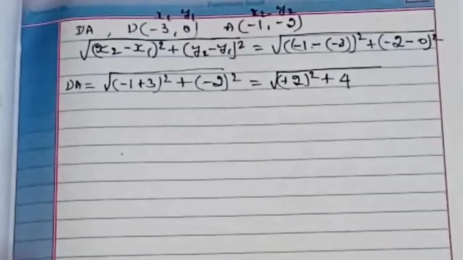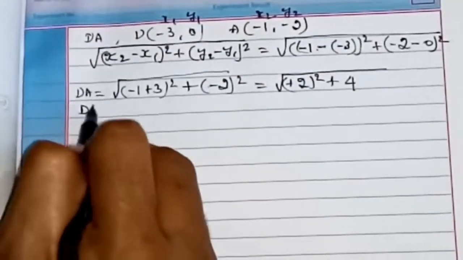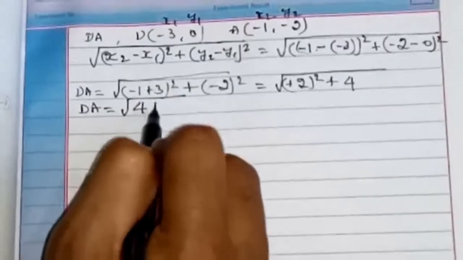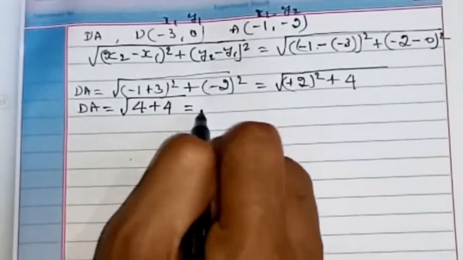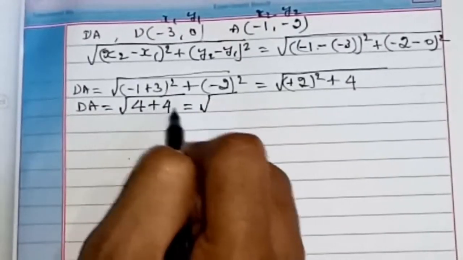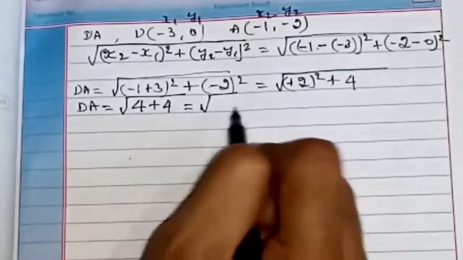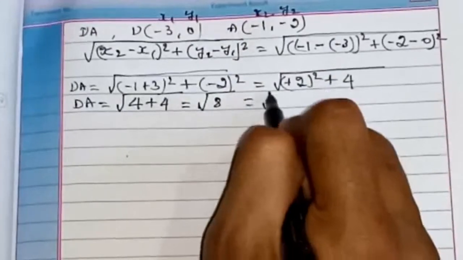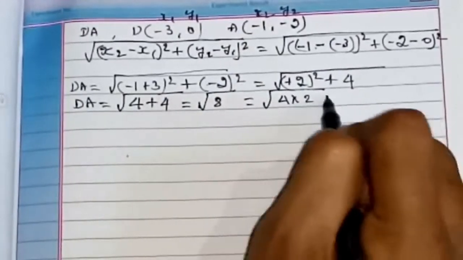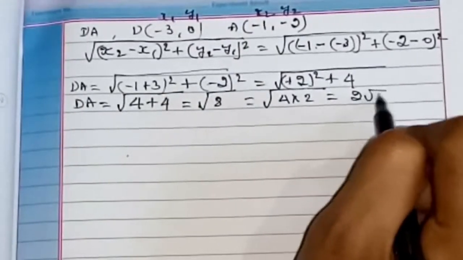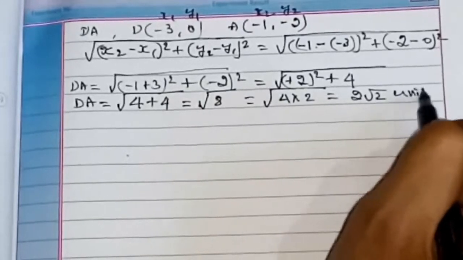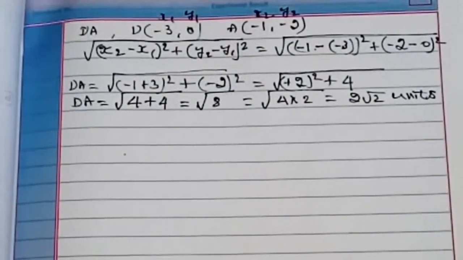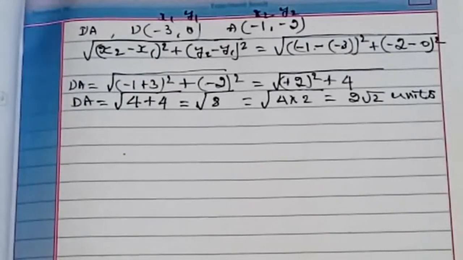So therefore DA is equal to square root of 2 square is 4 plus 4, root 4 plus 4 is root 8, and root 8 can be written in the form of 4 into 2, so the answer is 2 root 2 units. Now just observe the answers. So I think you have found the answers, right? What are the answers, children?